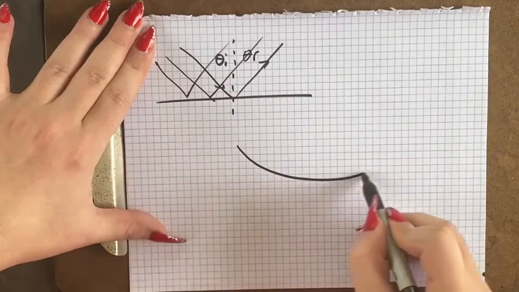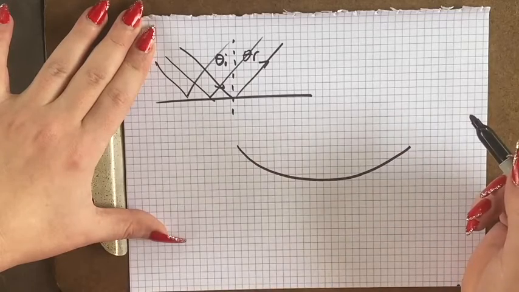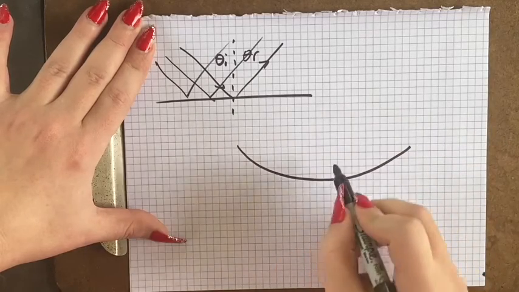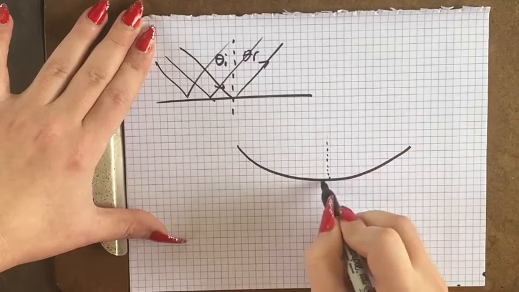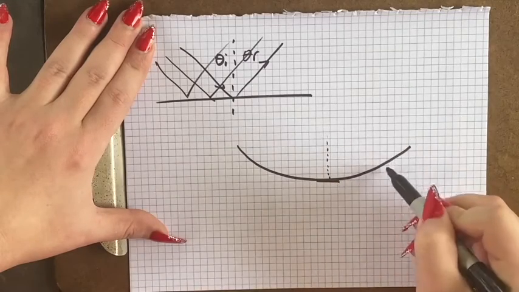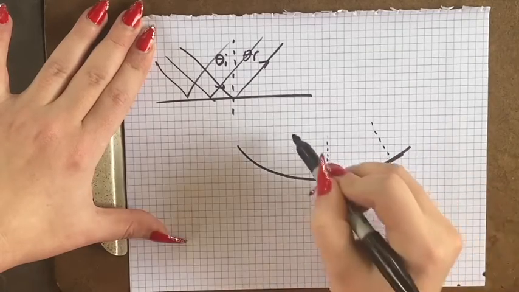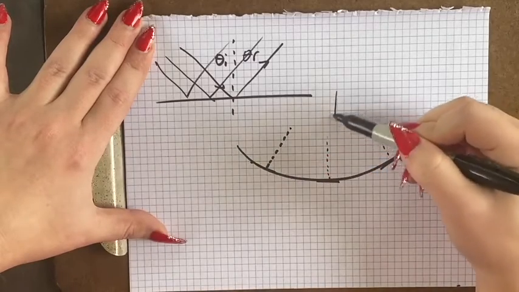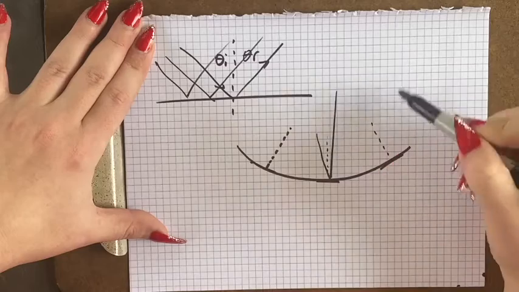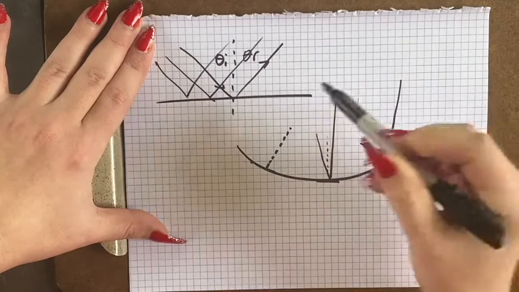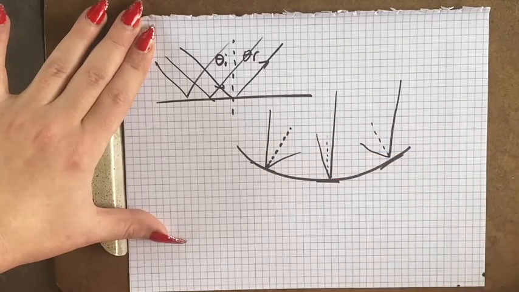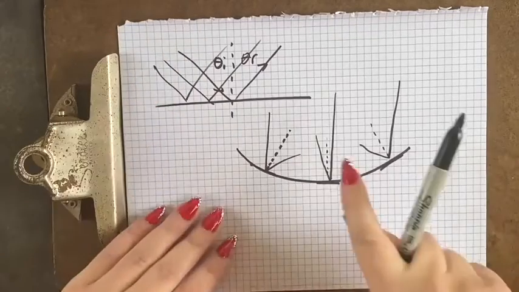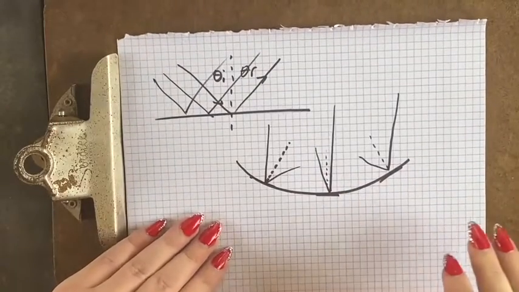But what if we had a different situation where the surface was curved? Now that's interesting because the normal line is perpendicular to the tangent, but the tangent is always changing. So our normal line varies. And that means if we have a ray that comes in, it'll bounce off at various angles, and they're not necessarily the same angle. So we should explore this in a lot more detail.